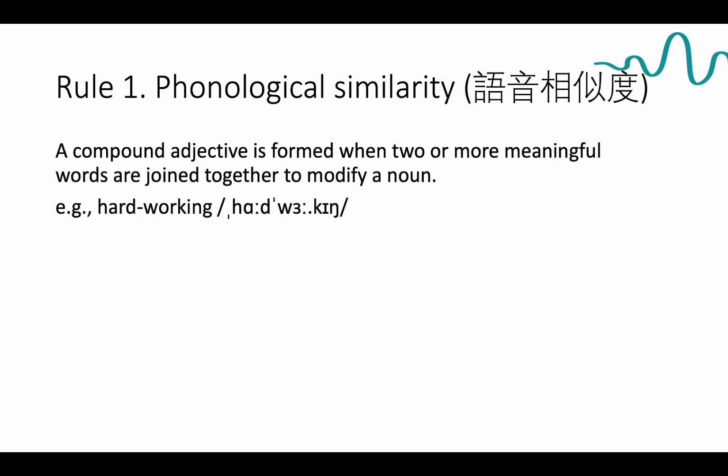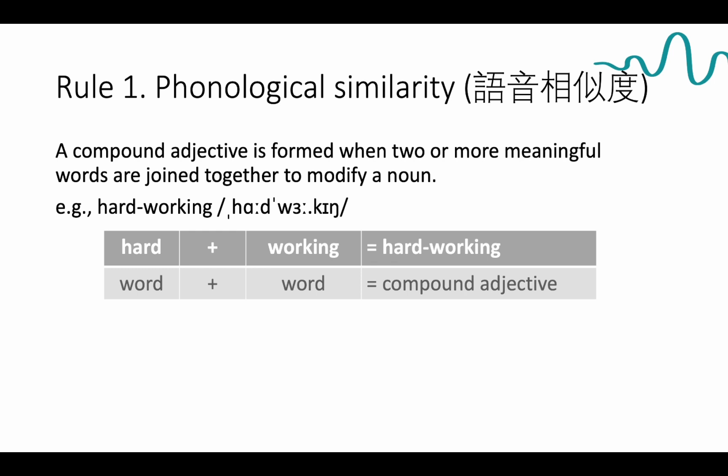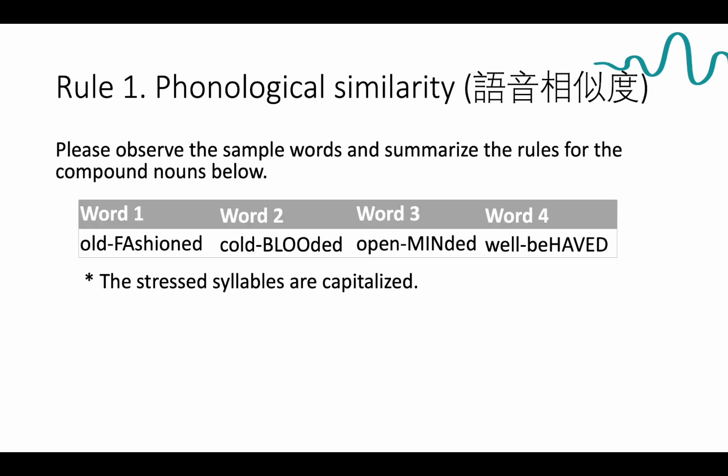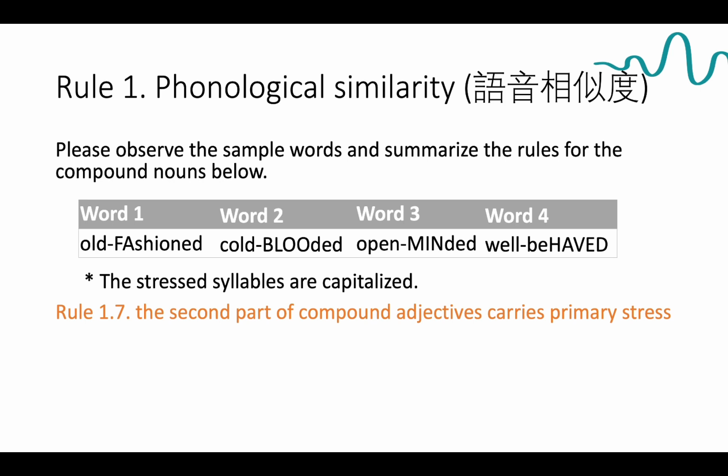Next, we have compound adjectives, formed when 2 or more meaningful words are joined together to modify a noun. For example, the compound adjective hard-working consists of the words hard and working. Here is a list of compound adjectives, with the stressed syllable being capitalized. The second part of a compound adjective carries primary stress. The original stress pattern of the second part usually remains unchanged.